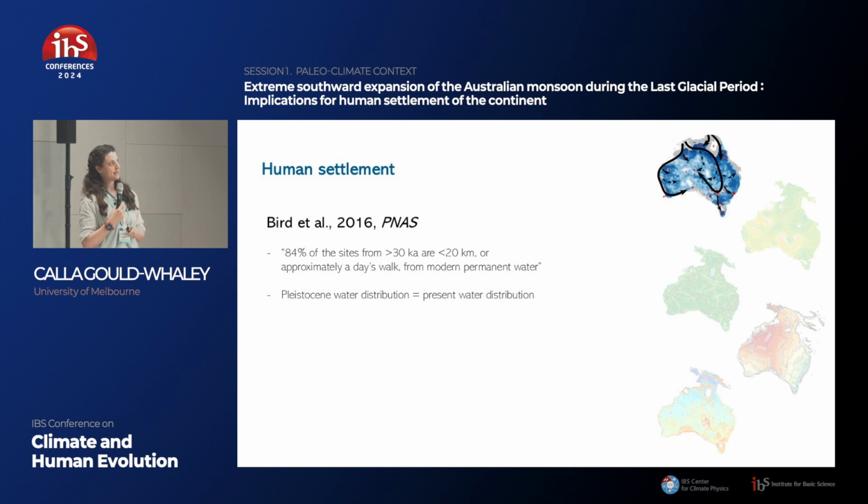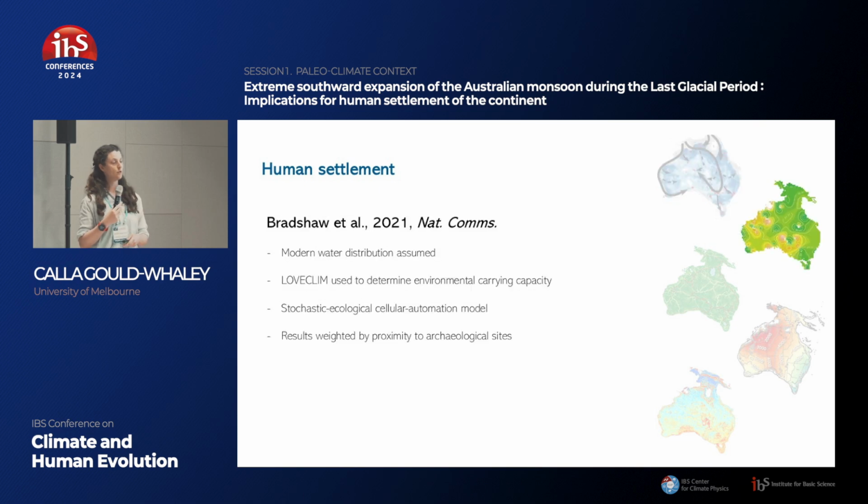So Bird et al. in 2016 looked at the distribution of modern water resources across the landscape from satellite observations, and they found that 84% of archaeological sites dated to beyond 30,000 years ago are within a day's walk of modern permanent water resources. So they concluded that during the late Pleistocene, when people were entering the landscape, the water distribution must have been somewhat similar to what we see in the present day. So this set a precedent, and lots of modelling studies since then have also assumed the modern distribution of water across the landscape.